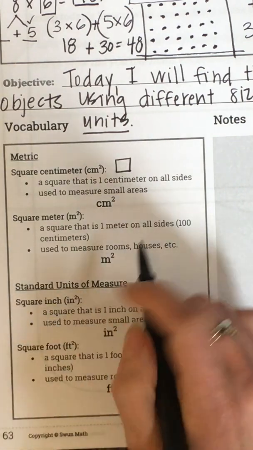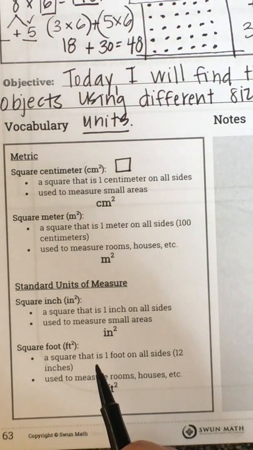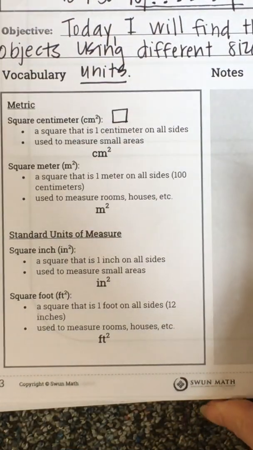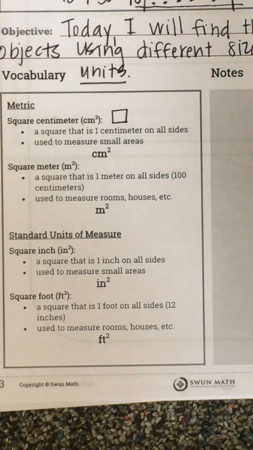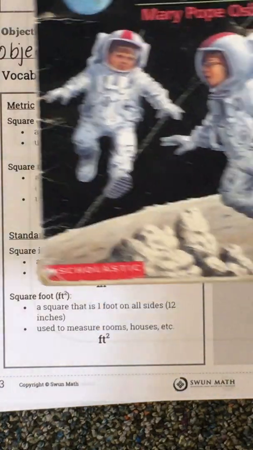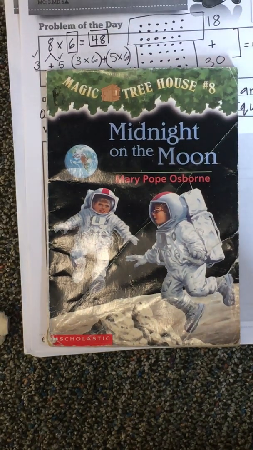A square meter, we know, is 100 centimeters on all sides. So if I wanted to find the carpeting in our classroom, or if I wanted to paint the walls of our classroom, the entire surface, then I would probably use square meters to measure that. And then we have our standard units, which are square inches. For square inches, maybe I want to measure our Magic Treehouse book in square inches because it's not too small, but it's also not too big.